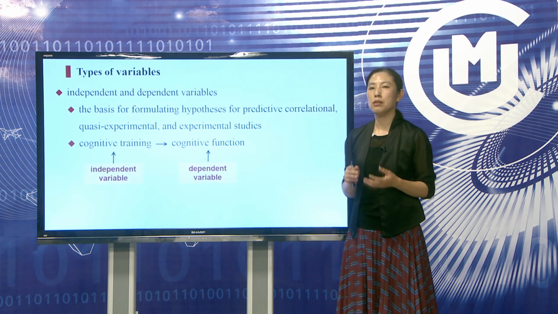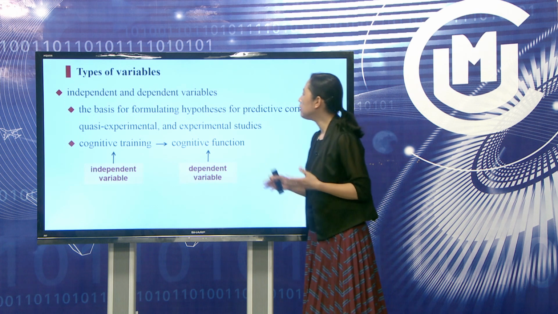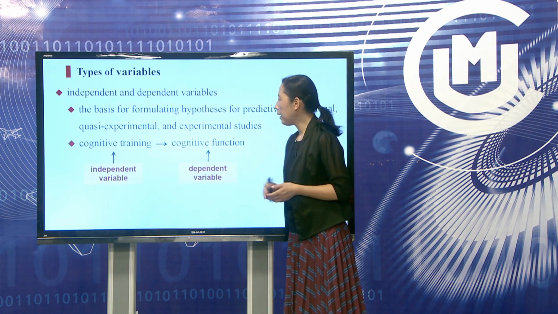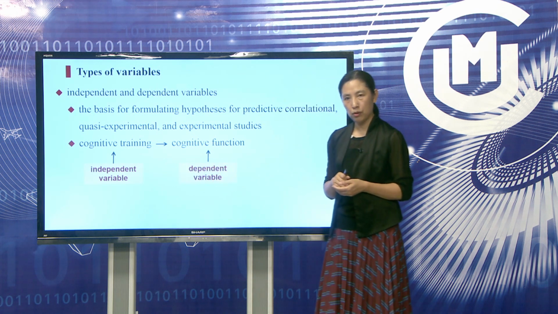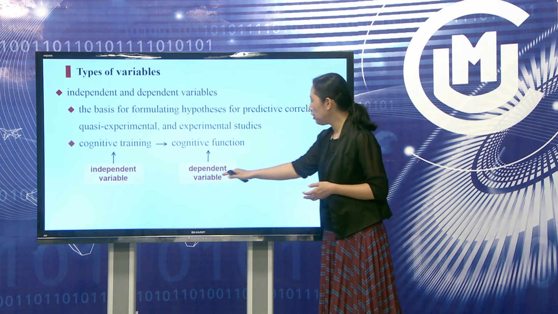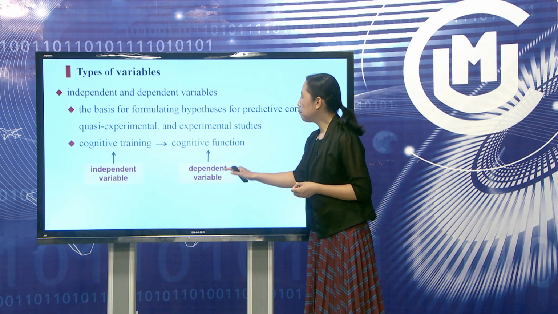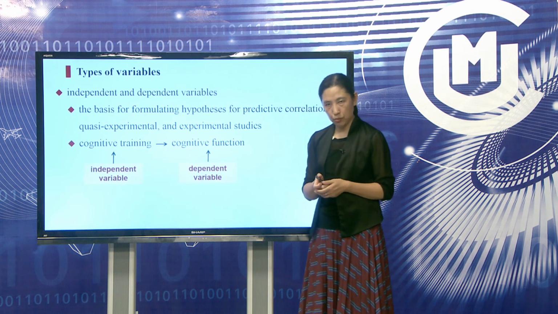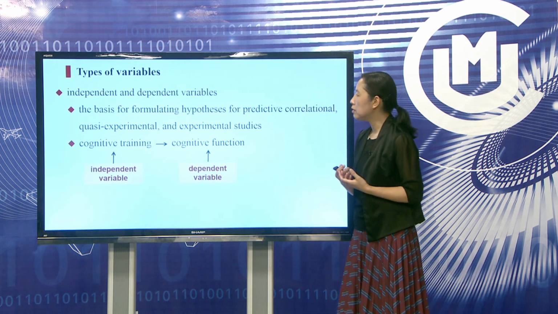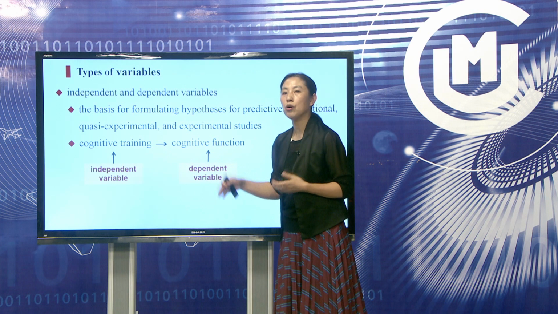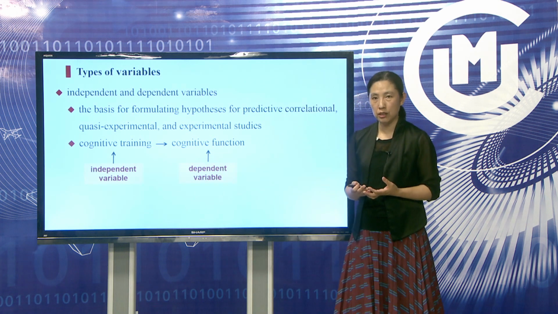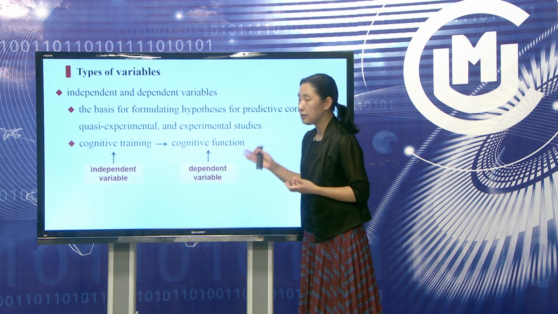So you can simply differentiate the independent variable and the dependent variable. You presume the change of the dependent variable is based on the independent variable. Because we trained the elders with computer-based cognitive training, their cognitive function has changed.